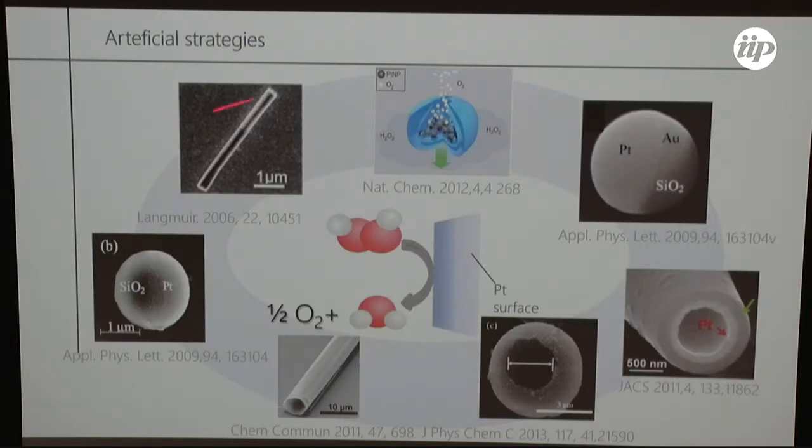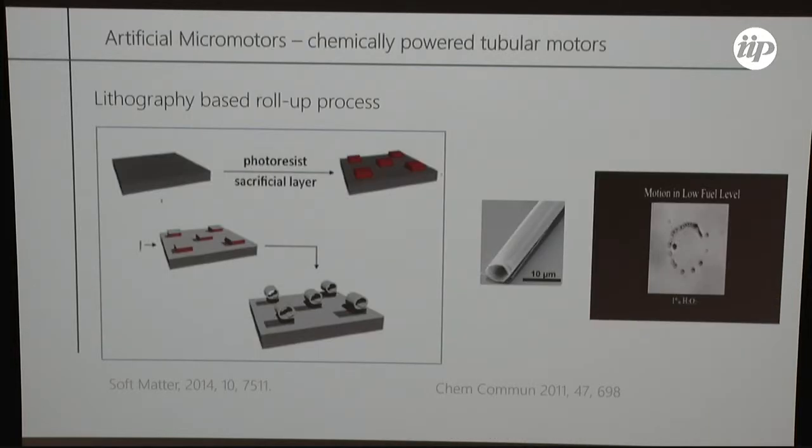And here you see one of the most used materials is platinum, and here you just see an overview of structures that have been created and that have been used for micromotion. I'll just show you very briefly those two. And let's start with one system that is quite intuitive because it works like a microscale rocket.